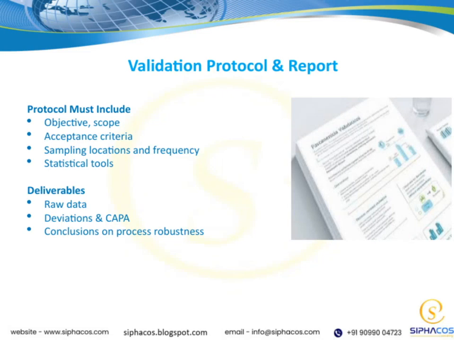Let's take a look at what a validation protocol and report should include. First, the protocol itself must clearly define the objective and scope of the validation. This helps ensure everyone understands what we're aiming to achieve and the boundaries of the study. Acceptance criteria are also critical. They set the standards that must be met for the validation to be considered successful.